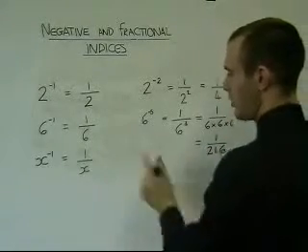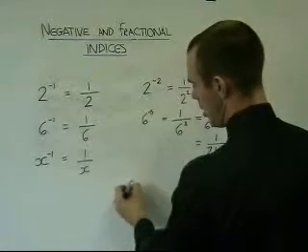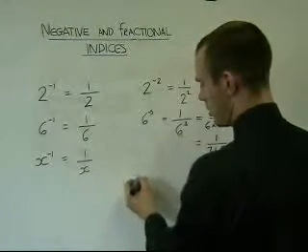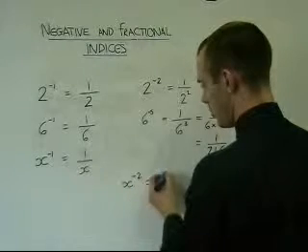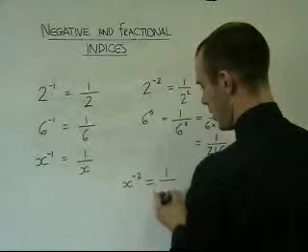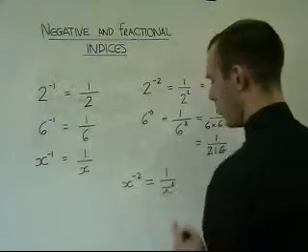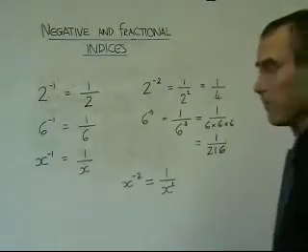Same kind of thing here. If we have x to the power of minus 2, we write this 1 over x squared. Can't do any more to that, so we leave it how it is.